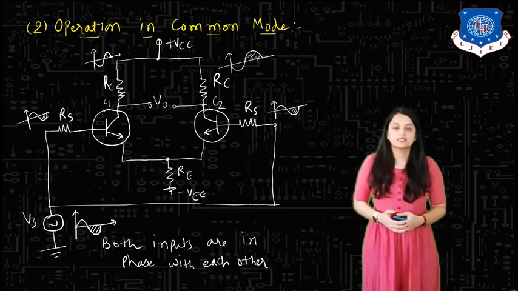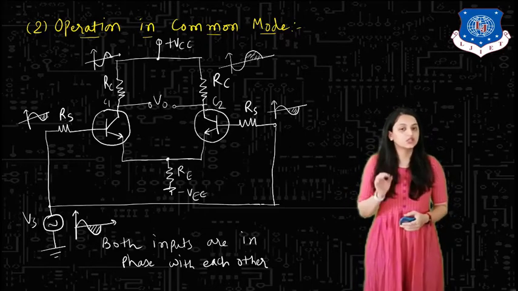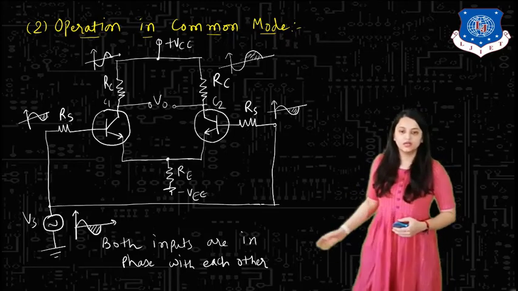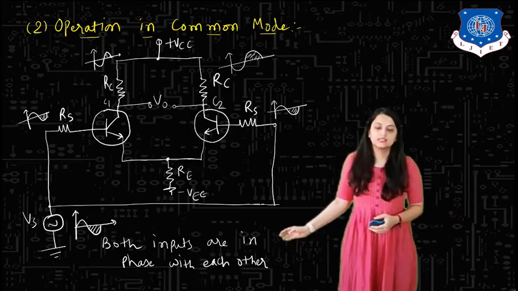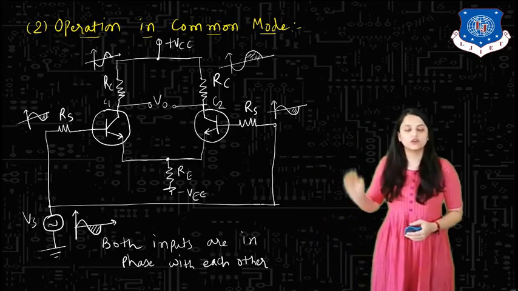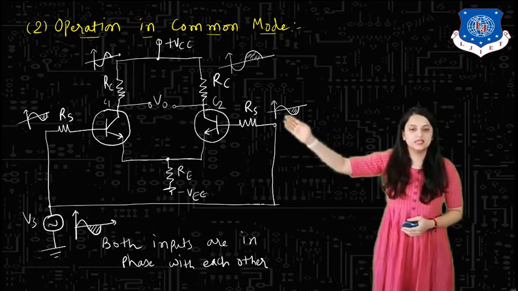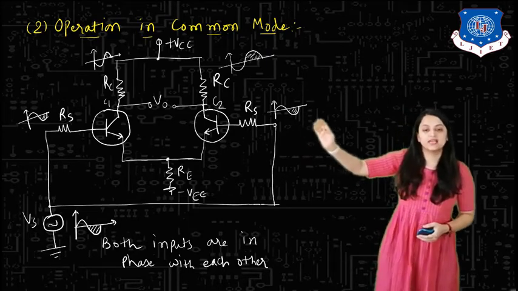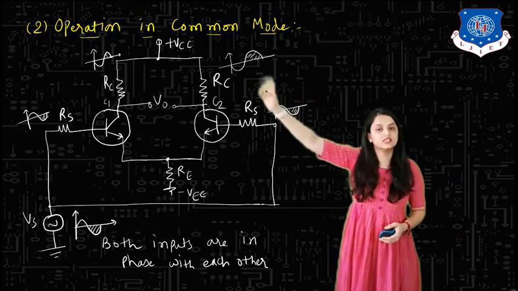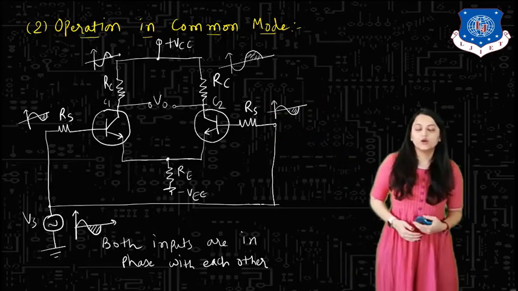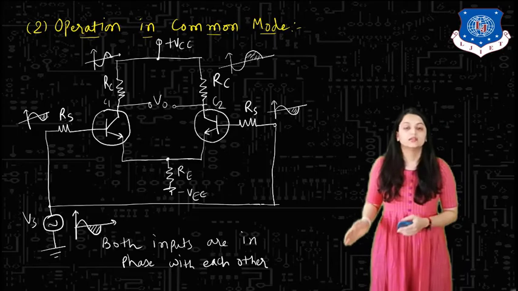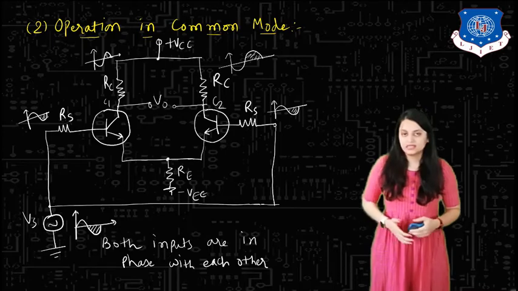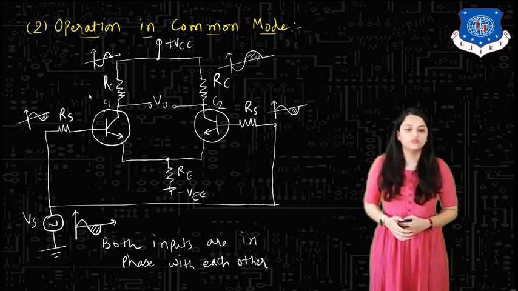Now, let us see the operation in common mode. As the name suggests, in common mode, the inputs will be equal or common, that is exactly the same to both the base terminals of the transistors. So here, both inputs are in phase with each other. The same supply will be given to both the terminals of the transistors. So here you can see this signal appears at the base terminals of the two transistors, and exactly the same will appear at the collector terminals. So at the output side, signals equal in magnitude and equal in phase appear. They will not cancel out each other, so we will get double the output compared to the input.